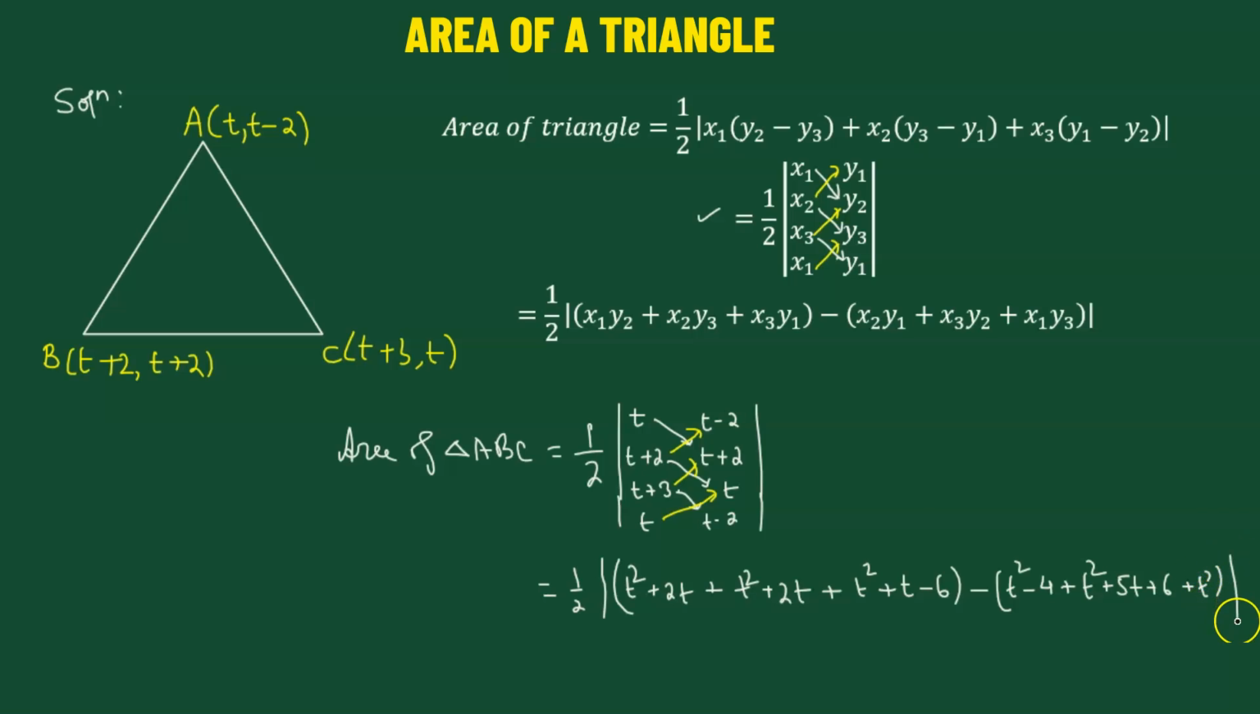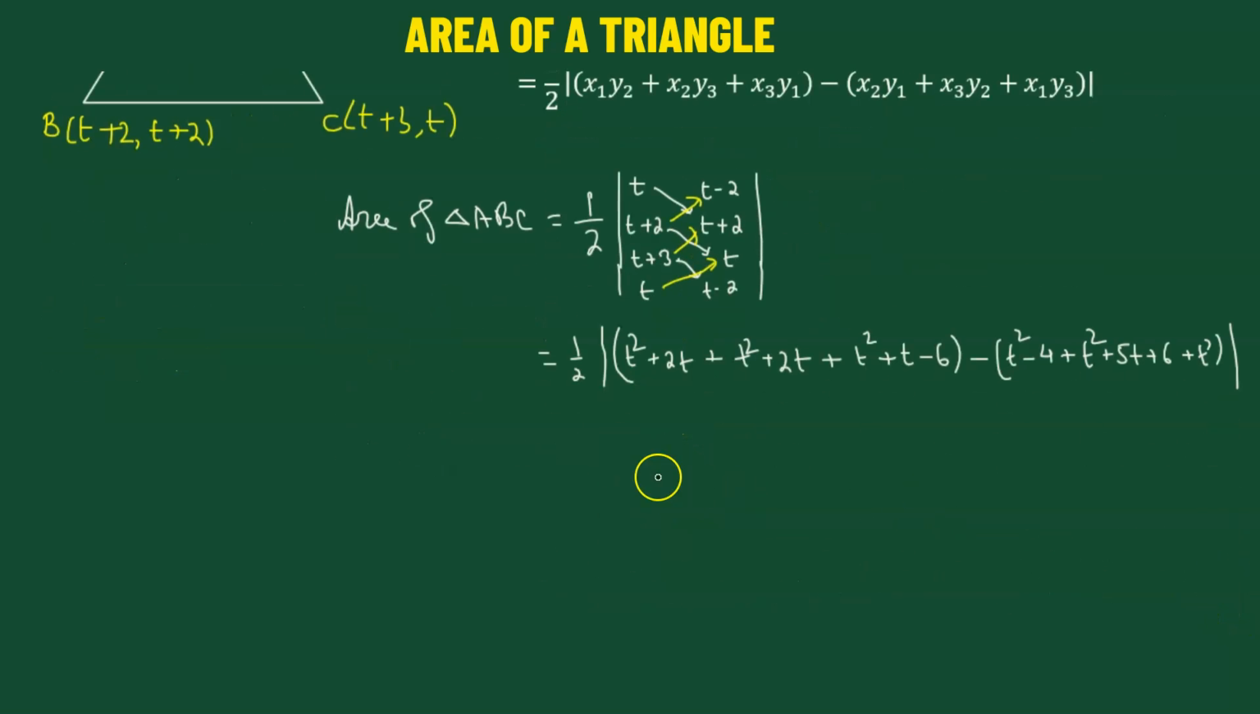Okay, so let's simplify this. Now we have half multiplied to the absolute value. t squared plus t squared plus t squared, repeating thrice, gives us 3t squared. Then we have 2t plus 2t, that's 4t. 4t plus t will be 5t. Then we have negative 6. So we get 3t squared plus 5t minus 6.